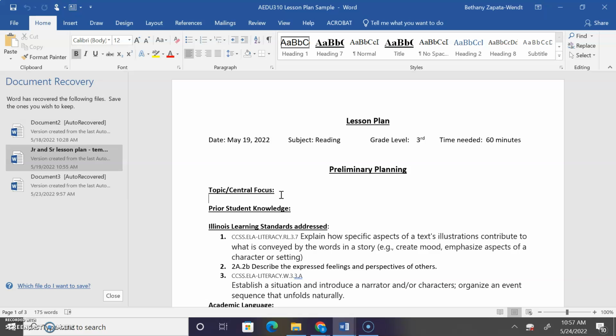I like to look at the standards and then match my topics to that. I think it's just because my brain works so differently here. So I looked at my standards.